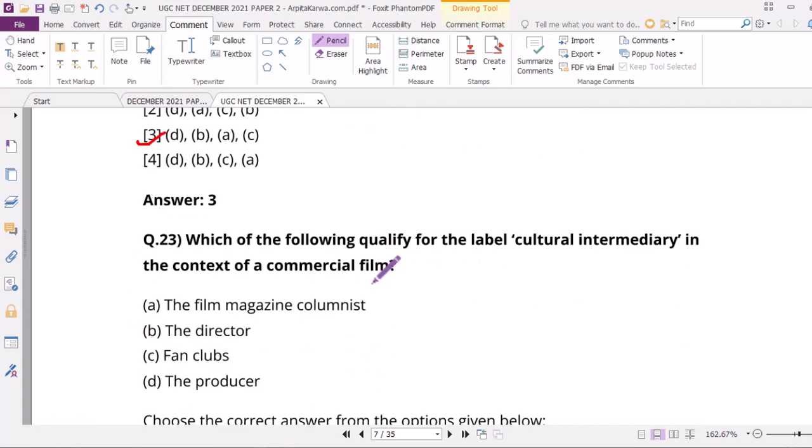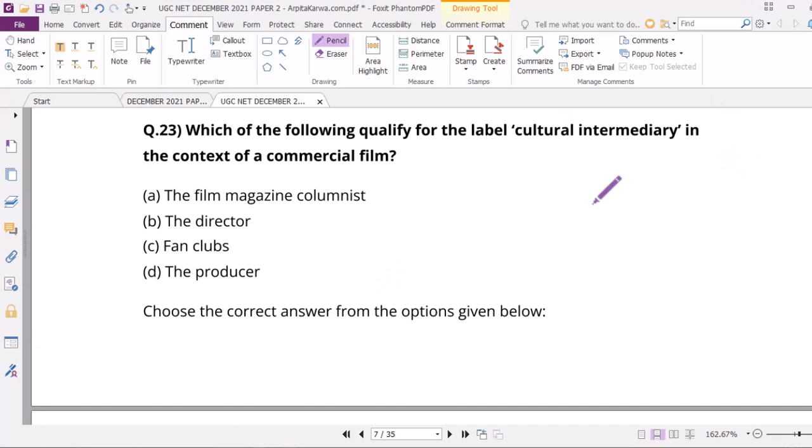Which of the following qualify for the label cultural intermediary in the context of a commercial film? For this question, you need to understand what a cultural intermediary is. This is defined by Pierre Bourdieu, and according to him, cultural intermediaries are taste makers. First, understand the word intermediary. Intermediary means a go-between, the connecting link between two. Between A and C, the B that forms the connecting link is like the intermediary.